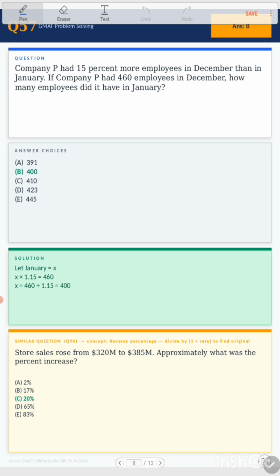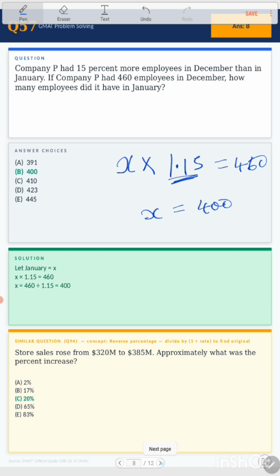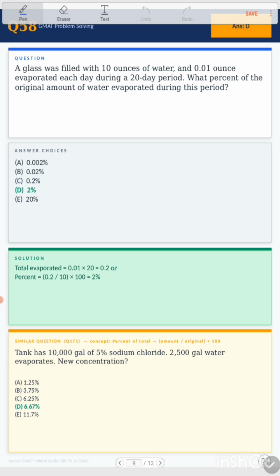Company P had 15% more employees in December than in January. So remember, see the solution here. For a 15% increase, don't forget that it is going to be S times 1.15. 1.15 is a 15% increase, and that will give us 460. If you do this, 460 divided by 1.15, so S is 400. That is the solution that is here already.